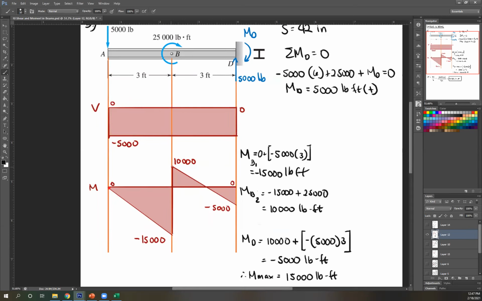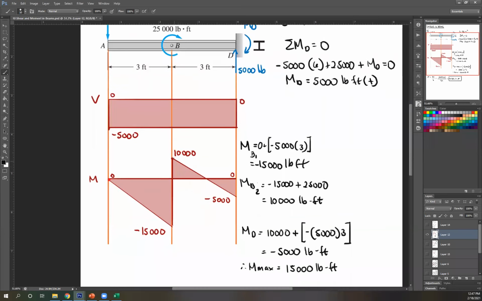So just go directly upward. Next, you have another negative area, so you go downward. So compute for how much, using the equation again, considering segment B to D. We have 10,000 plus negative area. The negative area of this is again 5,000 times base 3. Computing for that, you get negative 15,000. So you go down from 10,000 to negative 5,000.